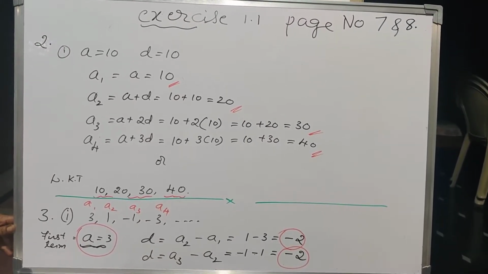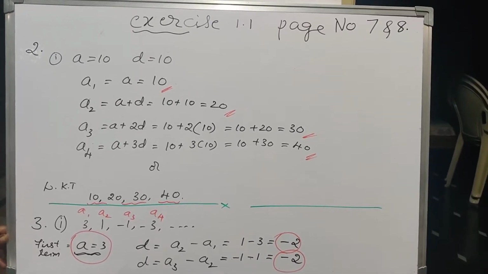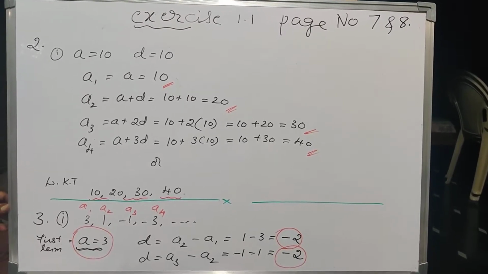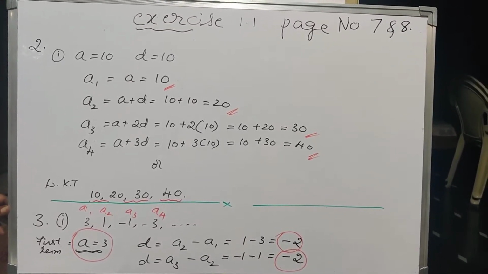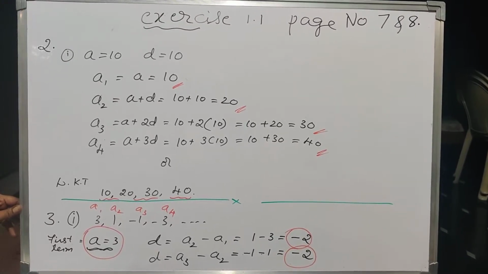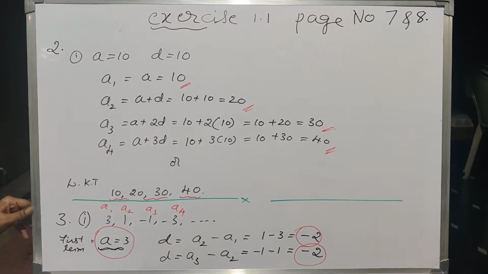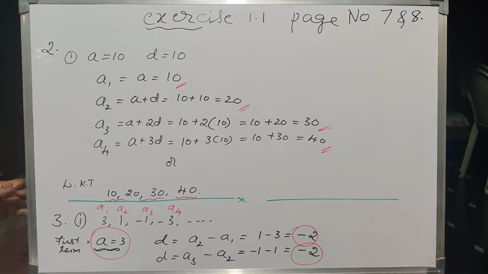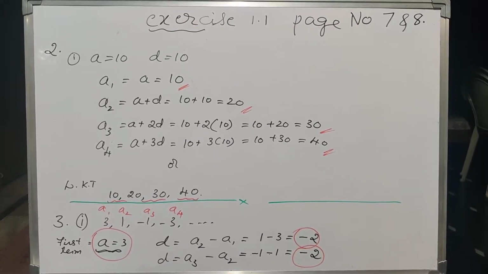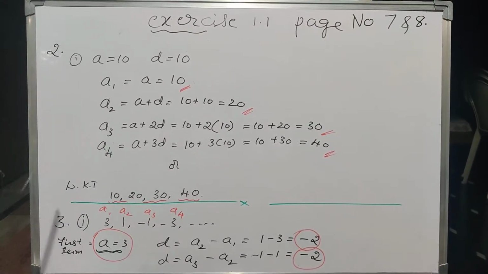A is the first term, we know that. D is the common difference, that is 10. We know that the 4 terms A1, A2, A3, A4 are the first 4 terms. A1 is equal to A, that is equal to 10, the first term. Then A2 is equal to A plus D, the second term, as we know from the general form, that is equal to 10 plus 10 is equal to 20. Here A is 10, D is equal to 10, so it is equal to 20.